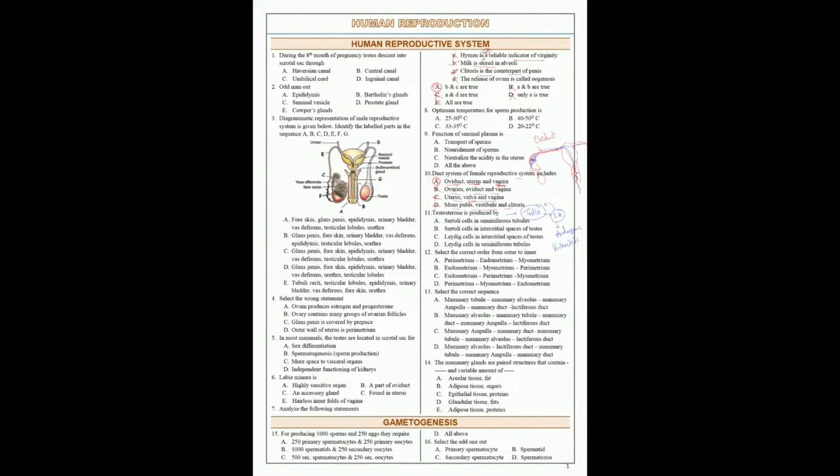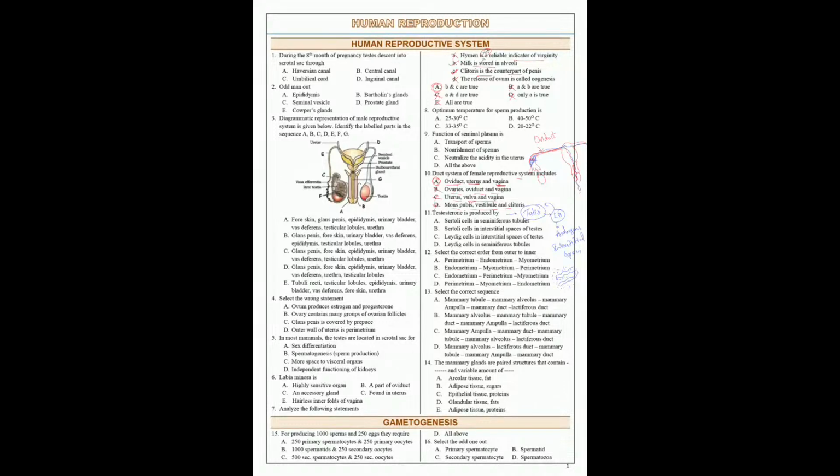Interstitial spaces. For example, if this is the seminiferous tubule, so this is one seminiferous tubule, this is another seminiferous tubule joined to form rete testis. So in this gap, this is called interstitial space, and in this gap your Leydig cell is present. All right, so in this gap the Leydig cell is present.